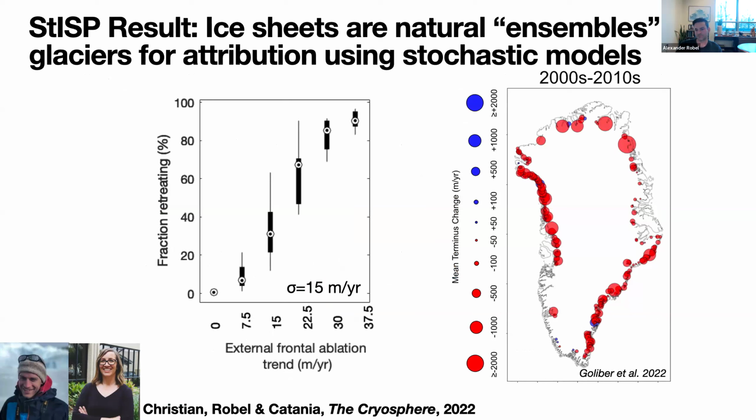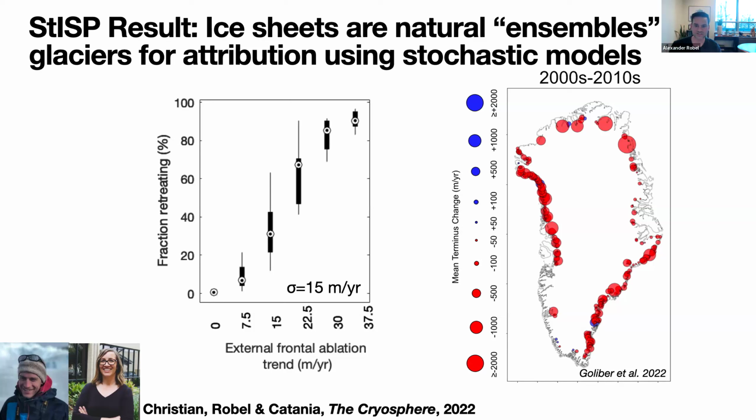the attribution problem. So an example of this is on the right, I'm showing observations from satellite of glacier retreat in Greenland between 2000 and 2010. The places where you have red circles are places where a glacier has retreated, and the places where you have blue circles are places where the glacier has advanced. And as you can see, in the vast majority of cases, glaciers have retreated in Greenland.